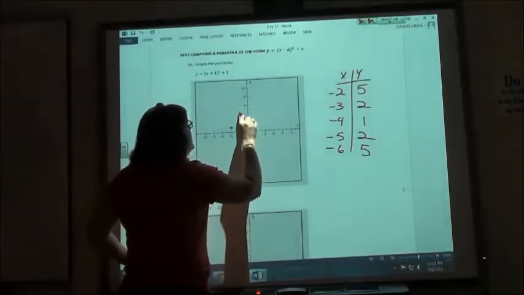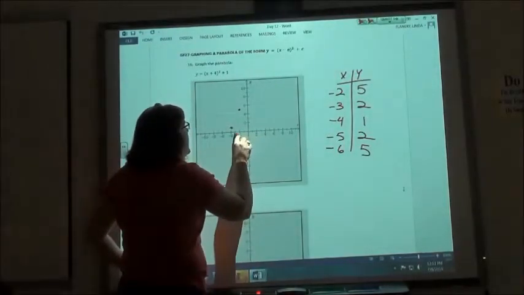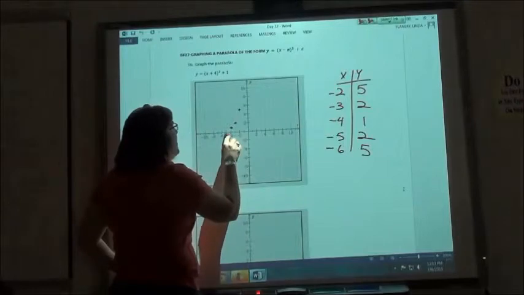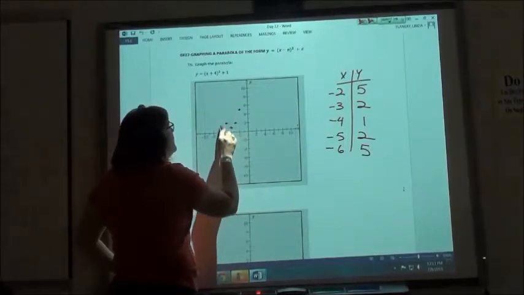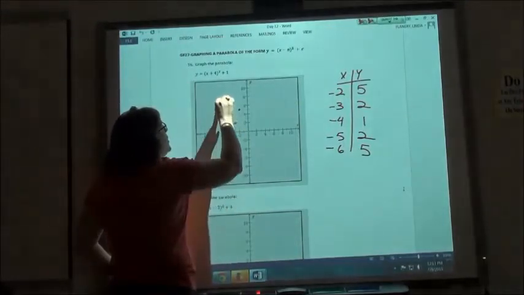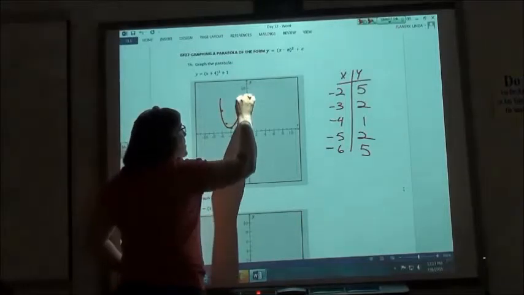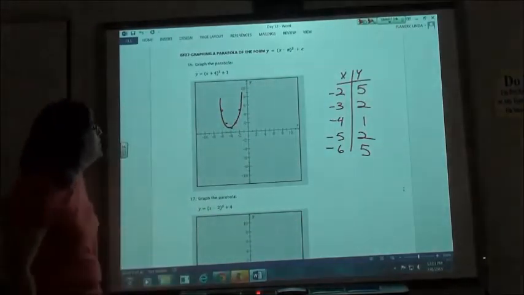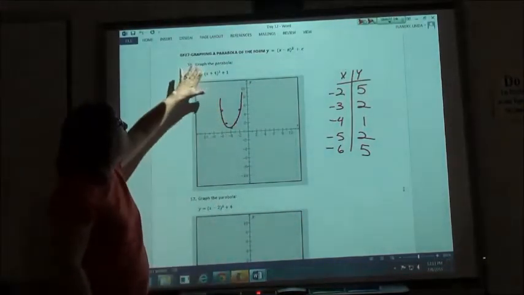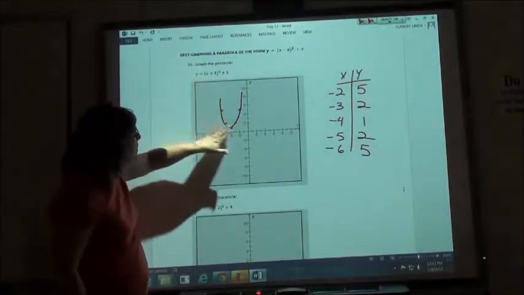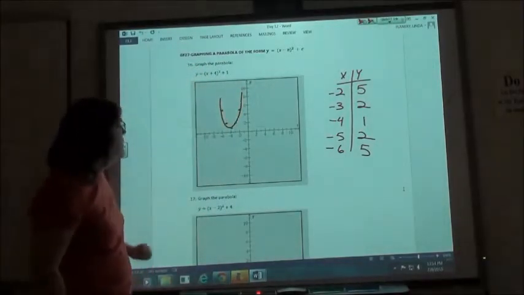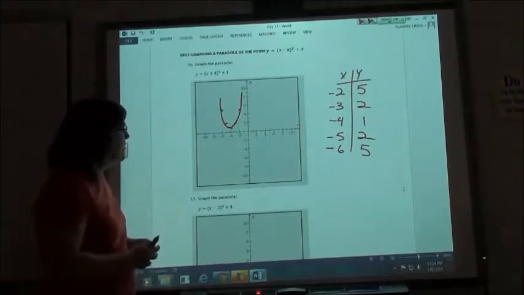So negative 2 is up to 5, negative 3 is up to 2, negative 5 is up to 2, and negative 6 is up to 5. You'll hit the graph button and have your parabola, if I could hit all my dots. Looks like a U. Again, my coefficient is positive, and so my U goes upwards. And it looks something sort of like that.